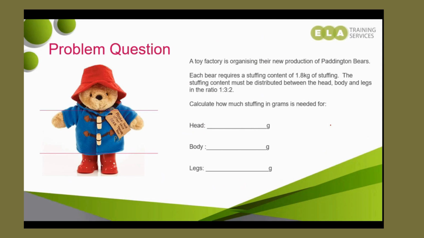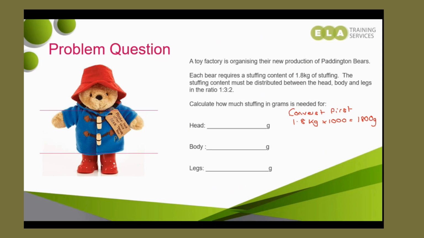So a toy factory is organising their new production of Paddington bears. Each bear requires stuffing in the content of 1.8 kilograms of stuffing. The stuffing content must be distributed between the head, body, and legs in the ratio 1:3:2. Calculate how much stuffing in grams is needed for the head, the body, and the legs. So what we can do is convert first. So we know that 1.8 kilograms times by 1,000 gives us 1,800 grams of stuffing to be distributed.